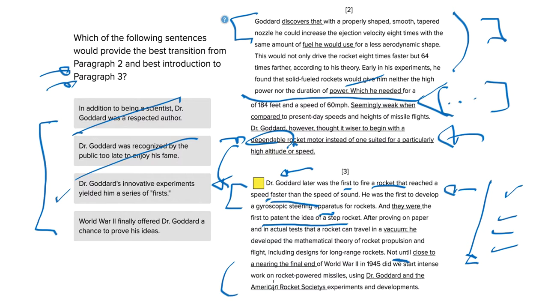Did we actually start using work on rocket-powered missiles? So it seems like he was a bit of a visionary and that he started working on missiles before, I guess, more people did after the end of World War II, which makes sense to C, the best answer. I hope that helped with this problem, and happy prepping.